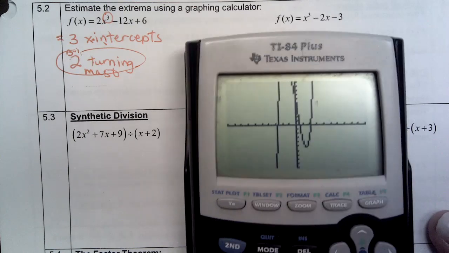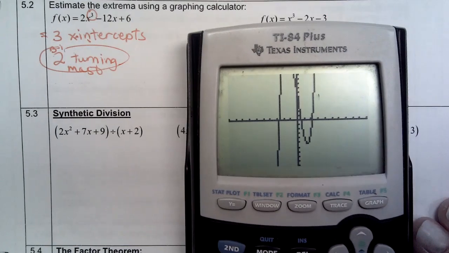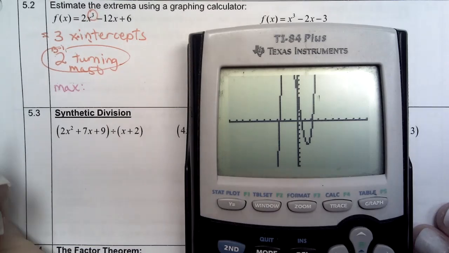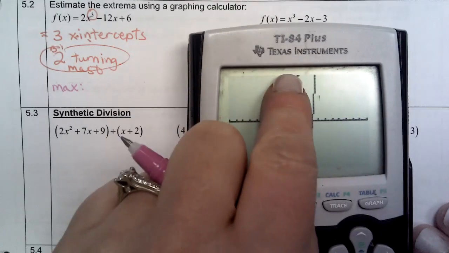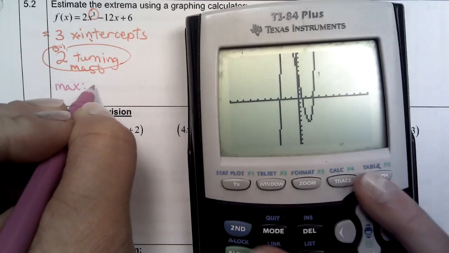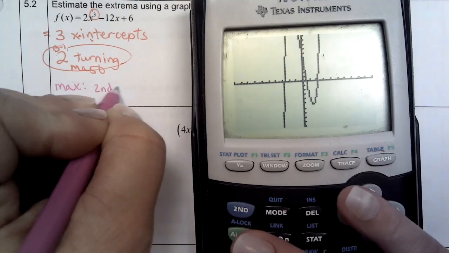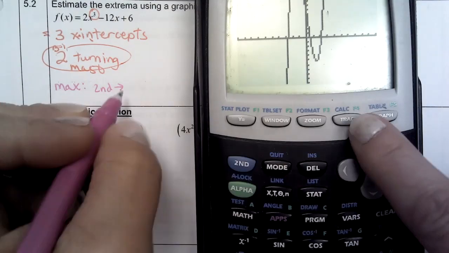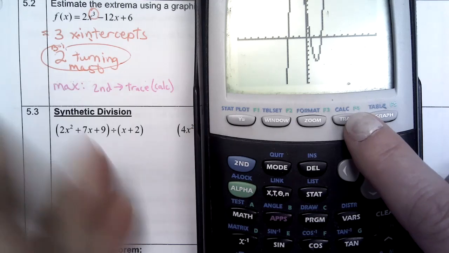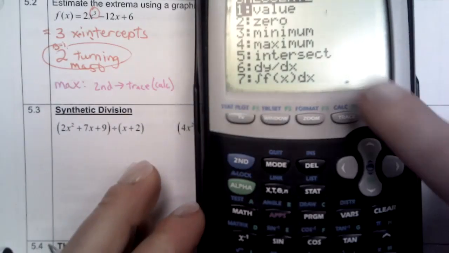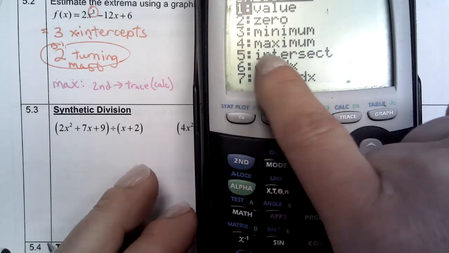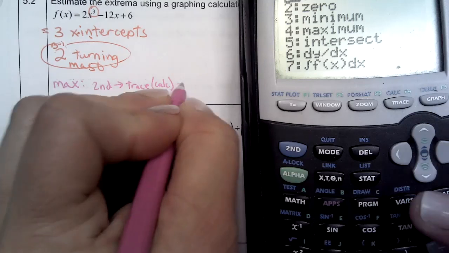So now we're going to do the steps to find our turning points. We're going to start with our maximum. So our maximum is somewhere way up here. On our calculator, we're going to push the blue second button. So second, and then we're going to push the trace button, which is actually calculate. You notice here, it gives us a way to find some values. We want to find our maximum, so we're going to hit number 4.